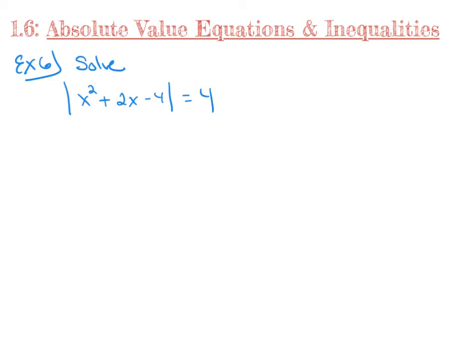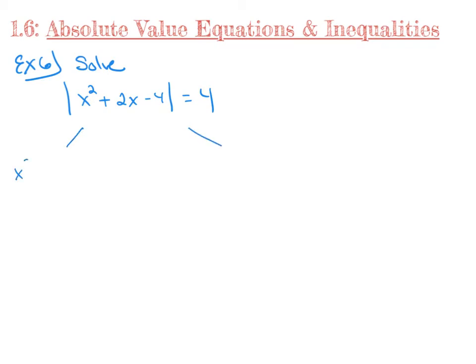This is one of my favorite examples in this class. We're going to solve the absolute value of x squared plus 2x minus 4 is equal to 4. Now, first thing I want you to notice is the absolute value has been isolated, which is great, and we have a positive number that it's equal to, which is even better. So we must have two equations.